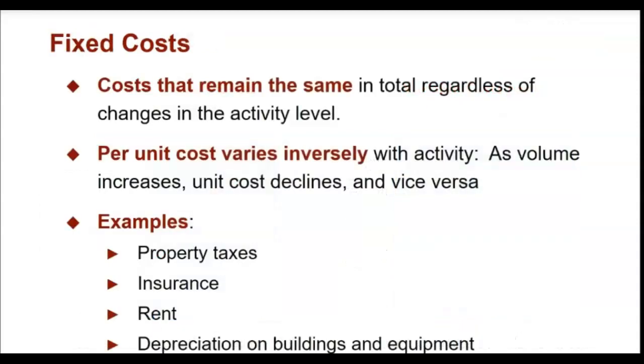Now contrast that with a fixed cost. A fixed cost remains the same in total, but the fixed cost on a unit basis goes down as activity goes up. Let's take rent. To produce my desks, I pay $10,000 a month in rent. If I produce one desk, the rent cost is $10,000. If I produce 100 desks, the rent cost is $10,000. If I produce 500 desks, the rent cost is $10,000.